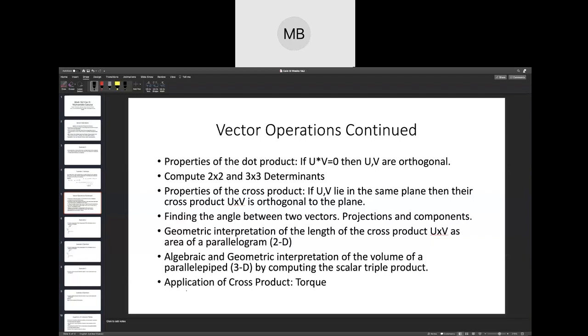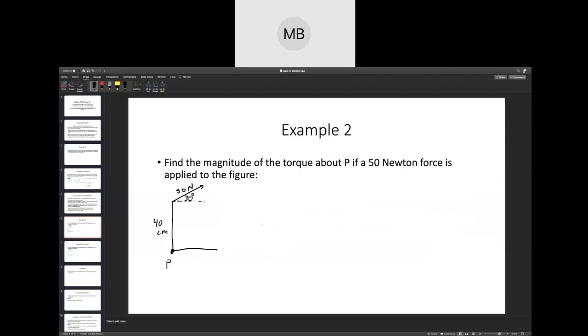Here's an application of the cross product: computing torque. Torque is orthogonal to the position vector and to the force vector. The orthogonality of the torque is usually talked about using the right-hand rule. Well, we can go on to the next example and see how that applies.